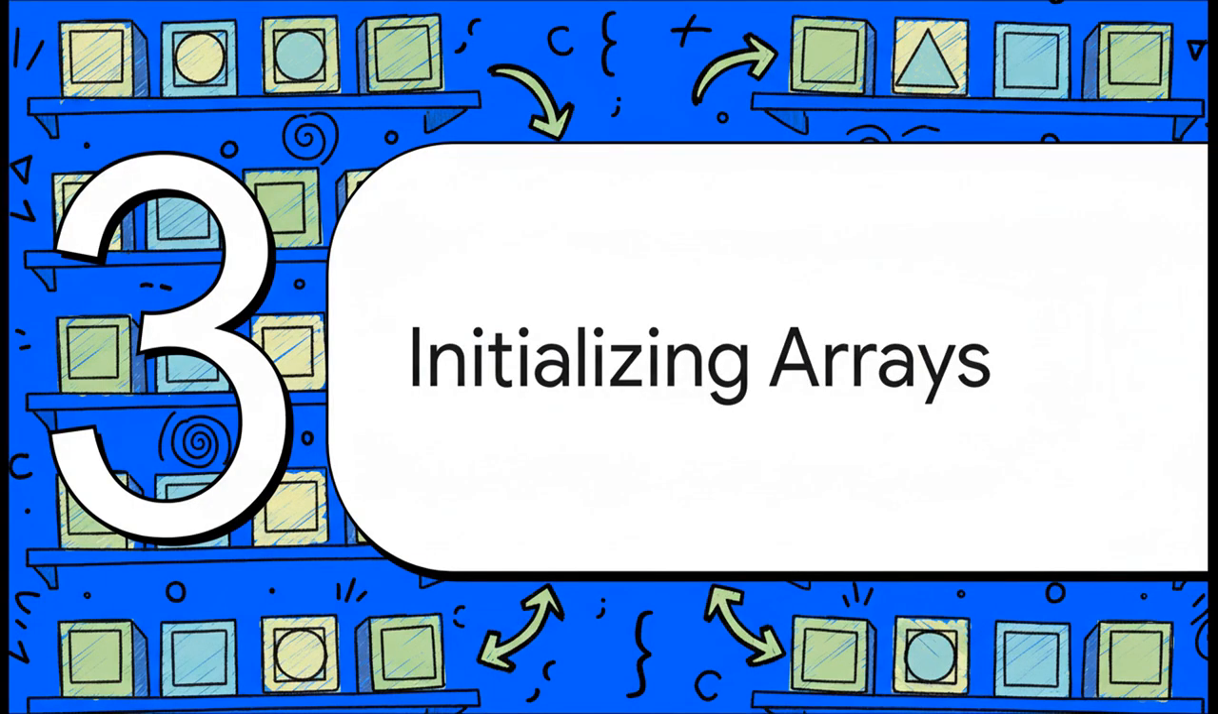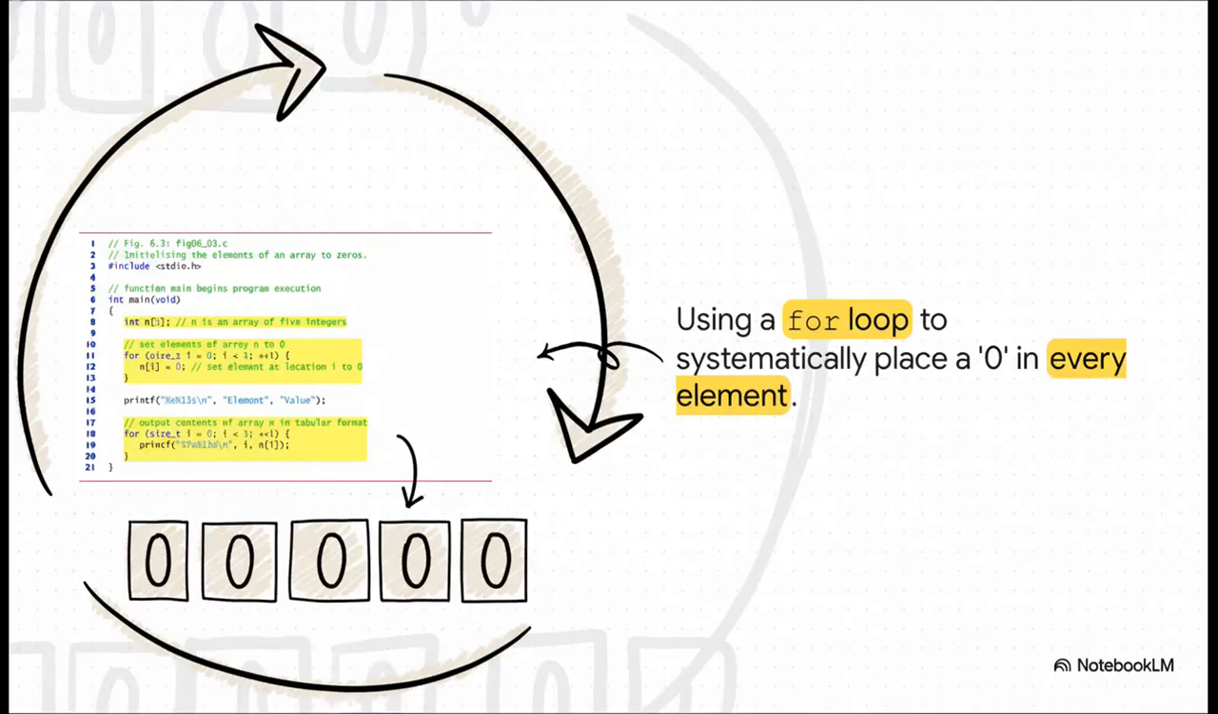All right, so we've declared our array. It's like we've built a bookshelf, but all the shelves are empty. So how do we actually put stuff on those shelves? That's what we call initialization. One of the most common ways to fill up an array, especially a big one, is to use a loop. Take this for loop here. It just marches right through each index, 0, 1, 2, 3, 4, and at each stop, it neatly places a 0 into that spot in the array n. It's a perfect way to give your array a nice, clean start.